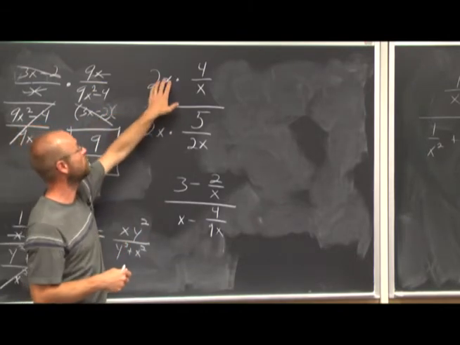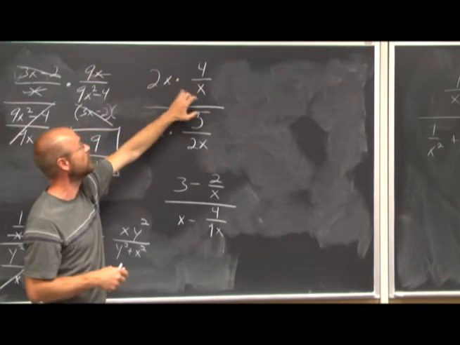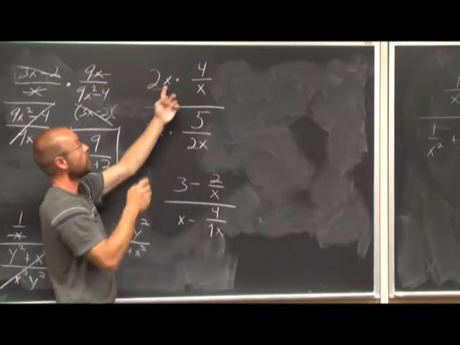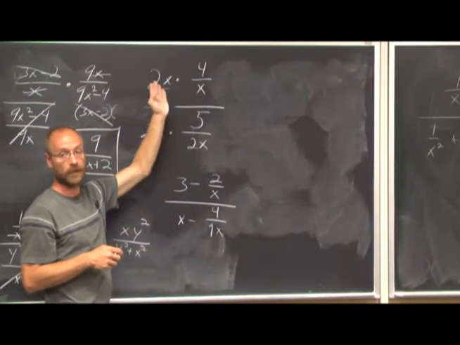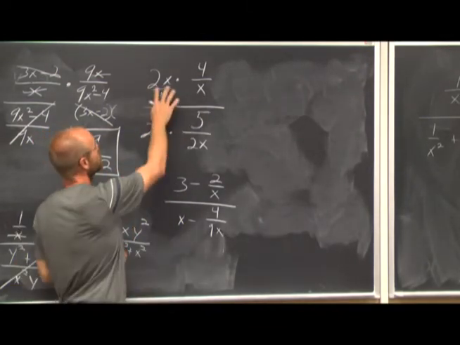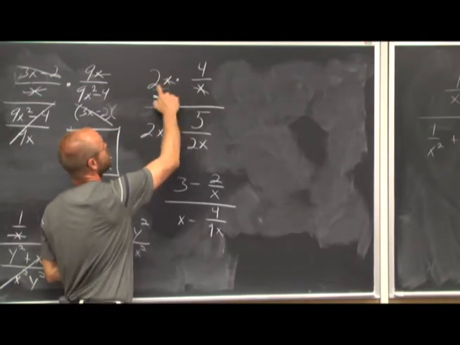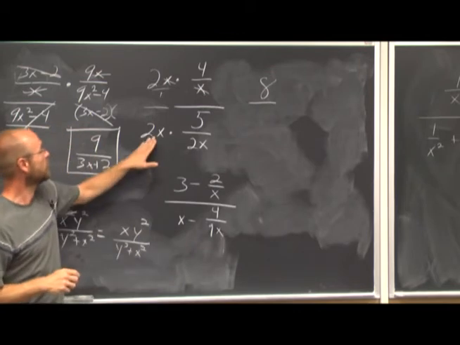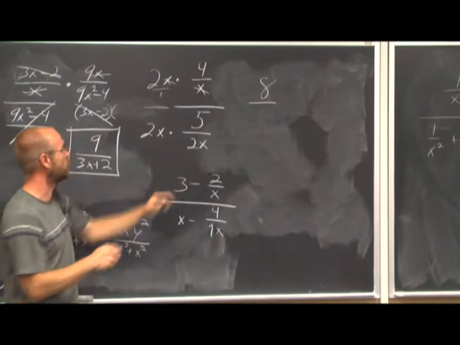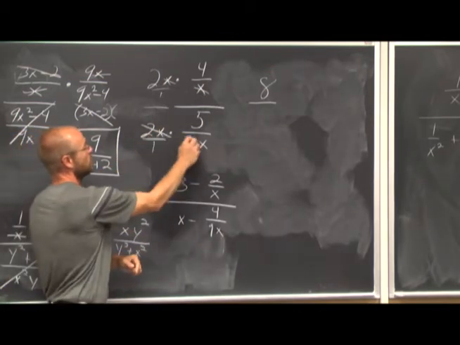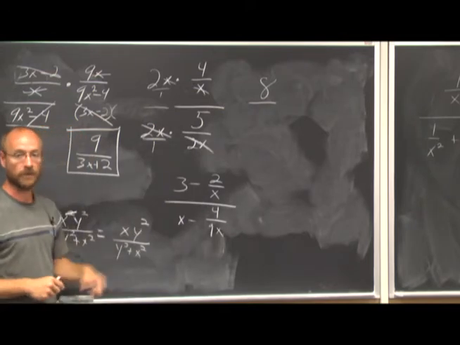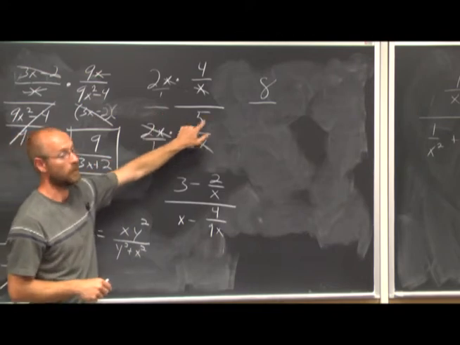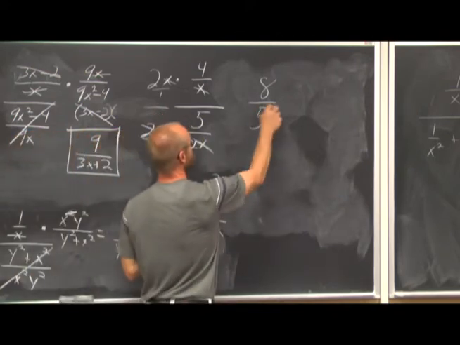So let's simplify. 2x times 4 over x. These x's will cancel. We have essentially 1 in the numerator and 1 in the denominator. As a common factor, they'll cancel. So all that's left here is 2 times 4, which is 8. Here, 2x times the quantity 5 over 2x. Well, our 2 x's cancel. They are a common factor, and that leaves me with 1 times 5, which is just 5.